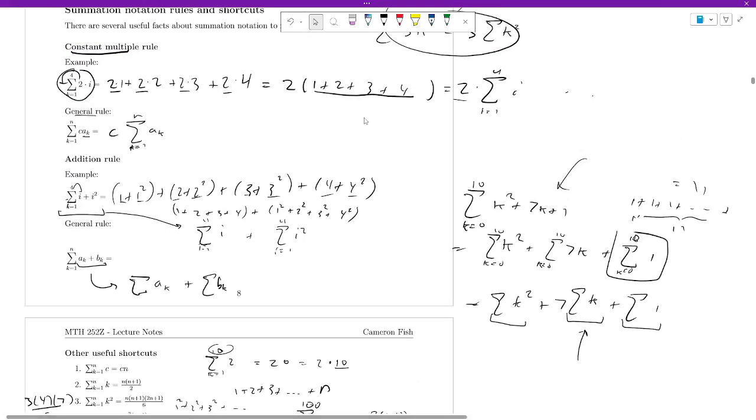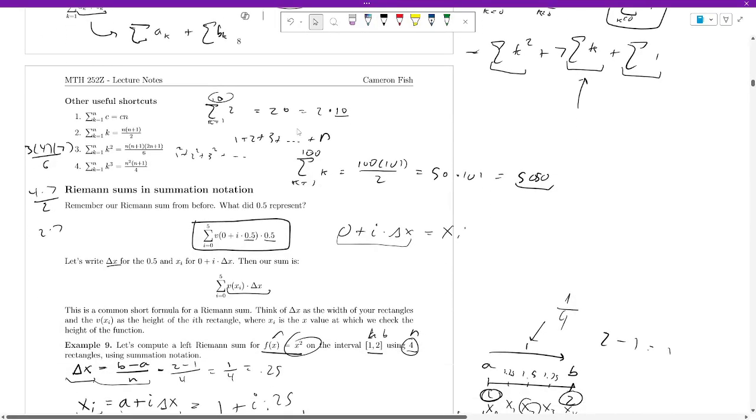The main rules we're going to be using here is the constant multiple rule. So I can pull, like here I can pull this 2 out in front, and I get this. We have this addition rule, where if I'm summing something plus something, that's the sum of the first thing plus the sum of the second thing. And then the real kicker is going to be basically things like this and this.